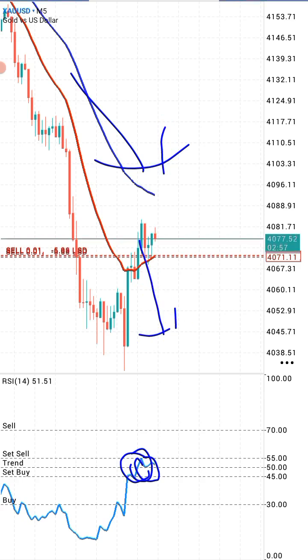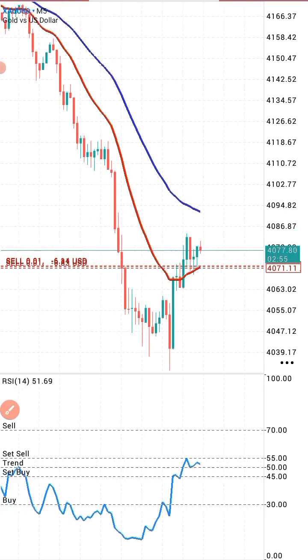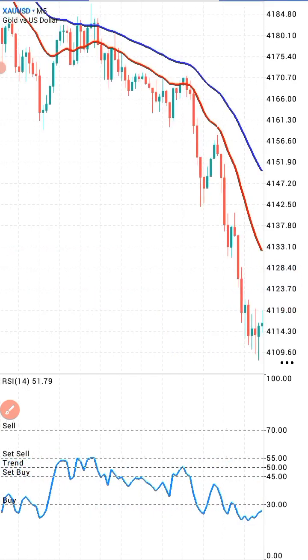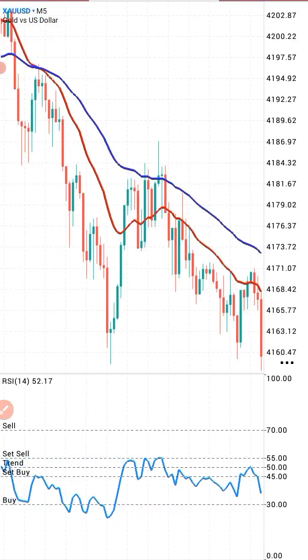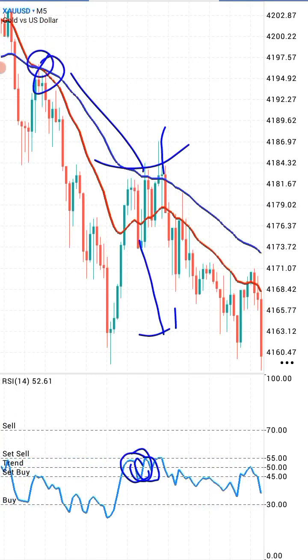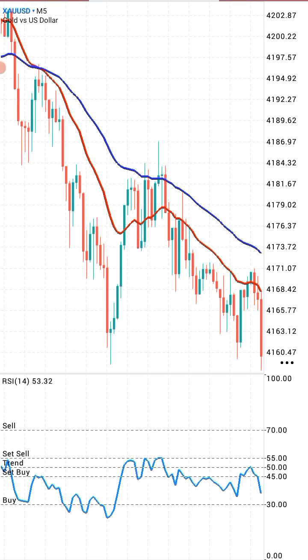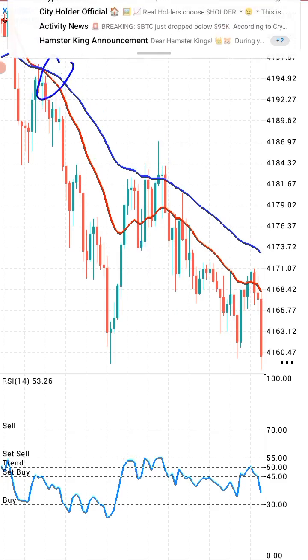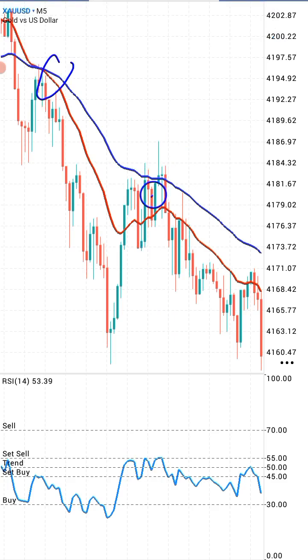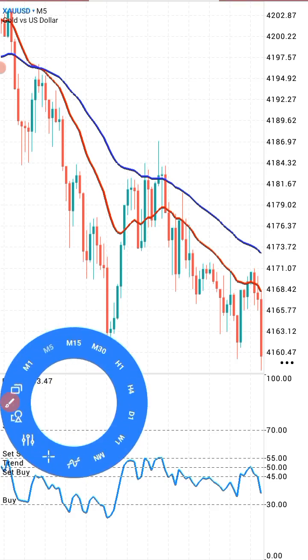And there was already a cross of the 20 moving average to the 50 moving average at this particular place. There was a cross already. And then look at it. It came back, pulled back, and then you see it's going down. Now the same thing happened. Price returned back here and then came back for a sell. And that is the same thing that is happening here.